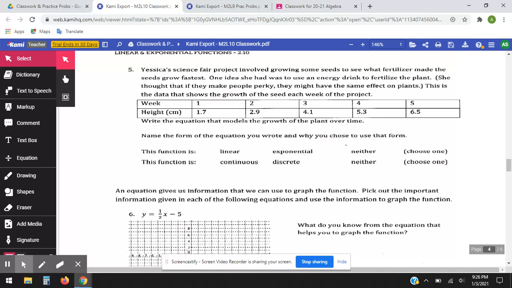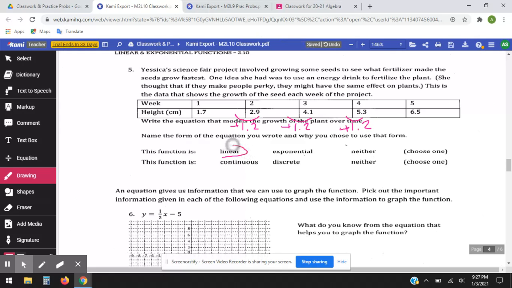Jessica's science fair project involved growing some seeds to see what fertilizer made the seeds grow fastest. So one idea she had was to use an energy drink to fertilize the plant. She thought if they make people perky, they might have the same effects on plants. This is the data that shows the growth of the seed each week of the project. So if I look at my jumps here, I need to know if it's an adding or a multiply. Well, if I do the adding, it's a plus 1.2. If I add 1.2 again, hey, look at that. I'm at 4.1 plus 1.2, I'm at 5.3.